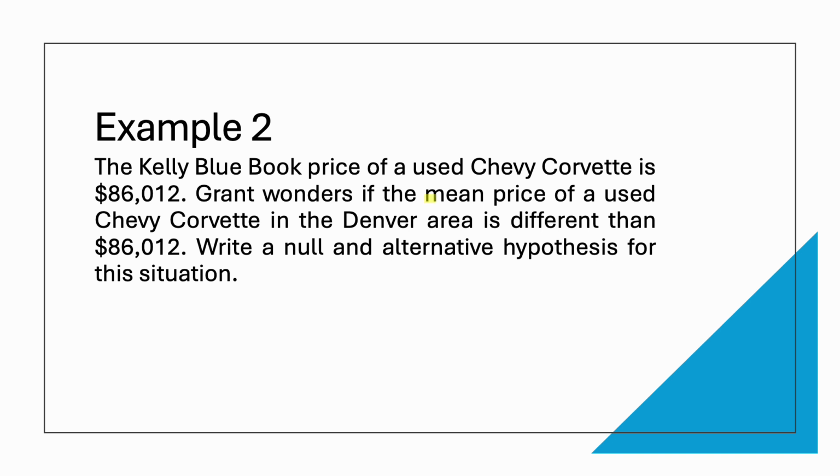Again, we are looking at the mean. The Kelley Blue Book price is the price that we are going to use for our comparison. And then Grant wonders if it is different in Denver. So the null hypothesis would be mu equals 86,012. And the alternative would be mu is different from, or not equal to, 86,012.